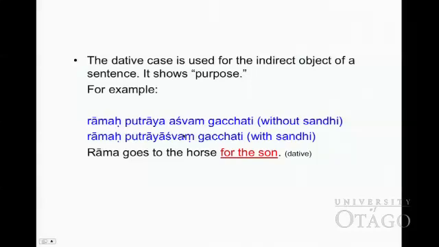Now, number 4, the dative case, is used for the indirect object of a sentence. It shows purpose. For example, Lamaha putraya ashwam gachchati. Lamaha, nominative, singular, masculine, is the subject. Gachchati, goes, verb. Ashwam, object, the horse. Putraya, for the son. So it is dative, for the son.